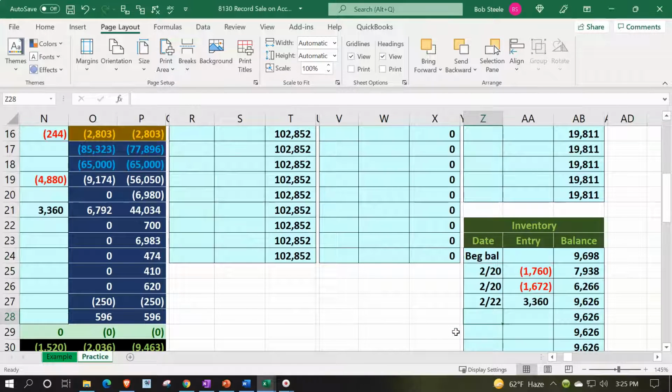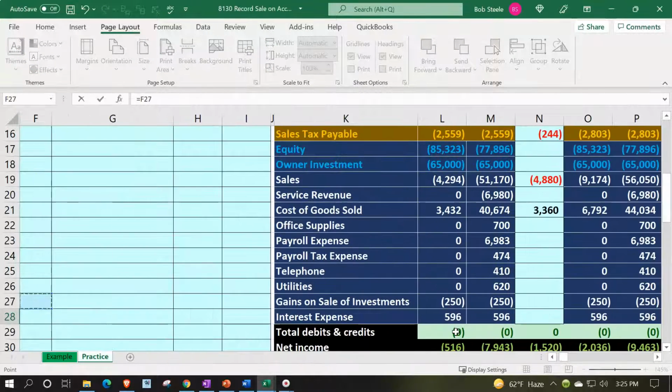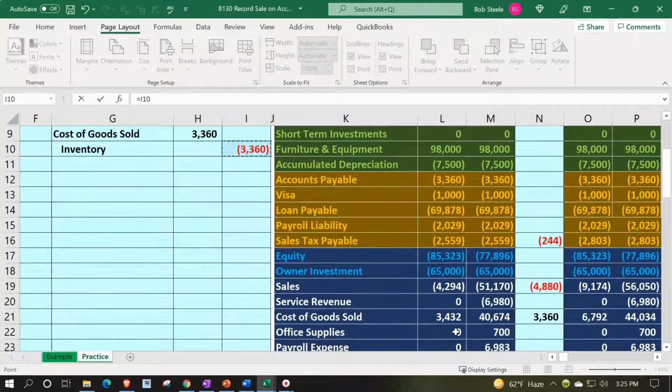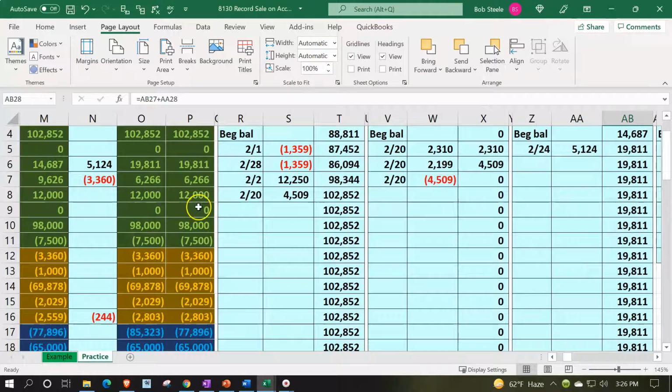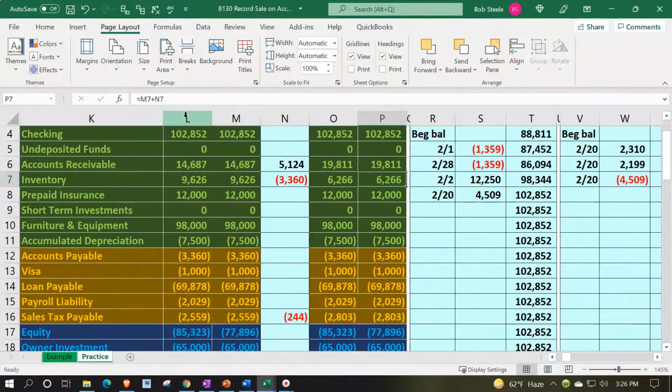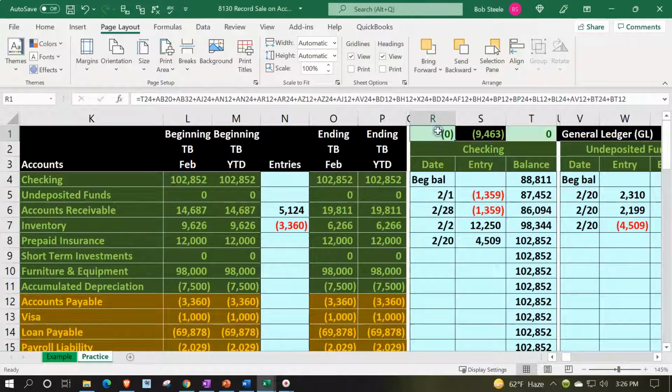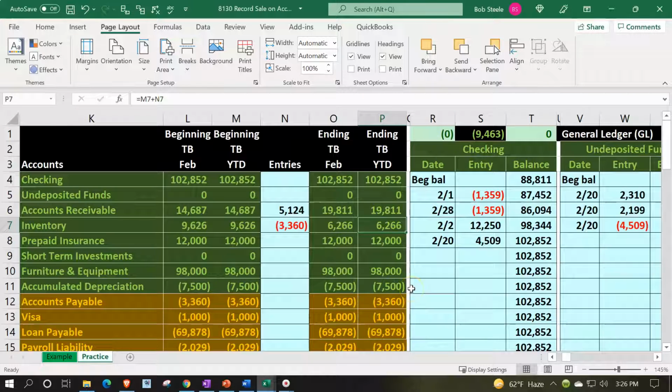It's in Z28. We're going to be looking at 124. We're in AA28 equals left to the wall, picking up the inventory at the 3360. So there's this 9626 down by the 3360 to the 6266. That should match what's on the trial balance at the 6266. We should be back in balance now up top. Now let's check our inventory account just to double check our subledger 6266, and we have to post to the accounts receivable subledger for the customer that we are selling this item to, so we can track who owes us the money as well.